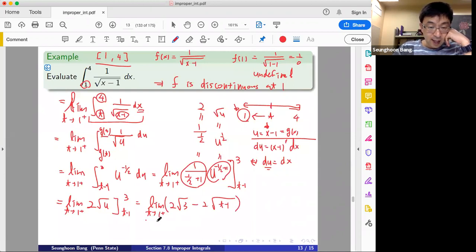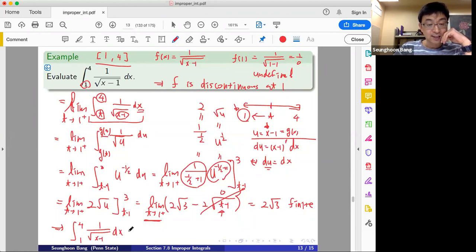Next, take the limit as t approaches 1 from the right. You plug 1 into t, and 1 minus 1 goes to 0. The remaining part is 2 root 3. 2 root 3 is a finite number. So what does it mean? The improper integral from 1 to 4 of 1 over the square root of x minus 1 dx is convergent.